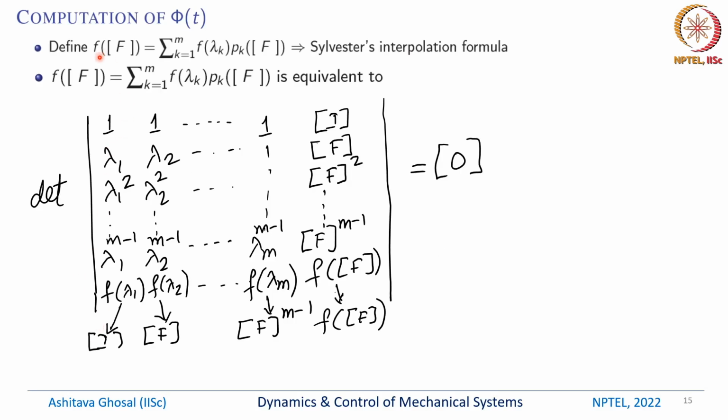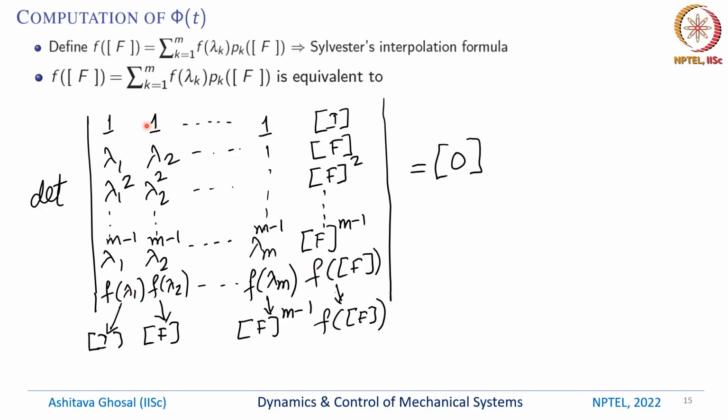So let us now define a function of this matrix F, which is given in this form, which is summation of k equals 1 through m f of lambda k, which we defined earlier, and pk of the F matrix. This is called the Sylvester's interpolation formula. This is in some sense an extension of the Lagrange's interpolation formula. And this function of the matrix F can be written in this form, and it is equivalent to this complicated looking expression, which is what?